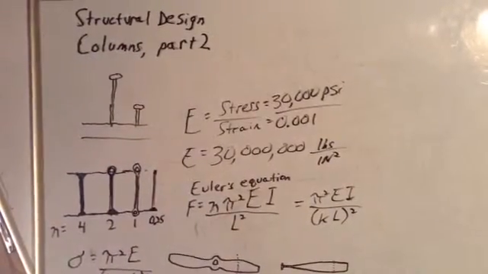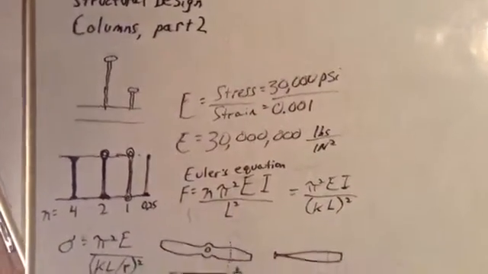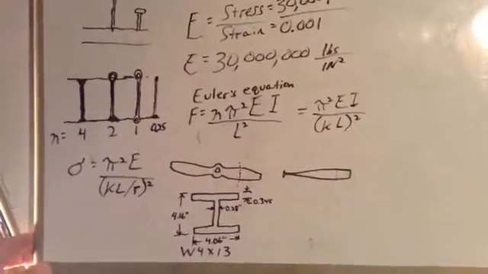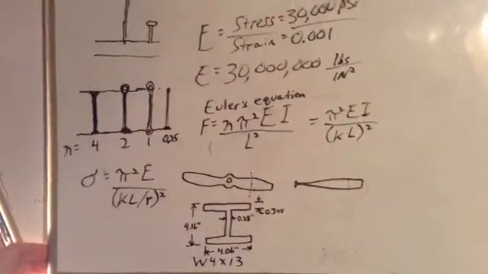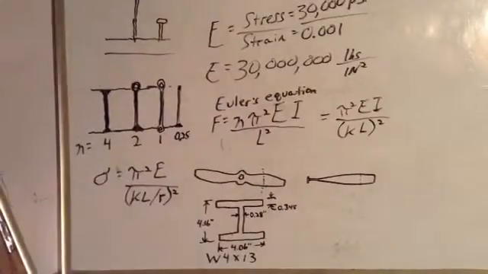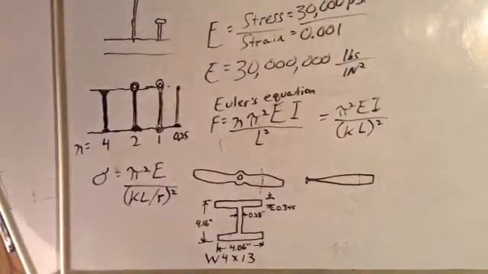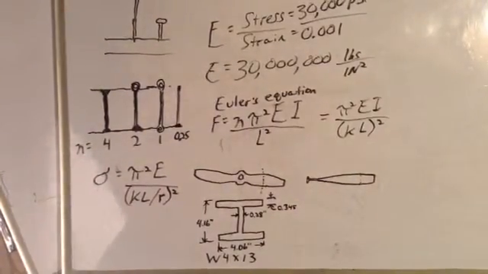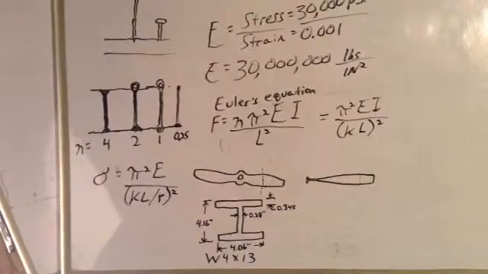This is columns part 2. At the end of columns part 1, we were talking about radius of gyration. There are two kinds of radius of gyration. There's mass radius of gyration, and there's area radius of gyration.